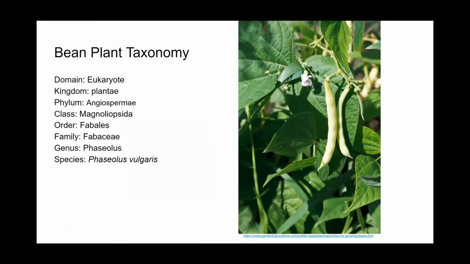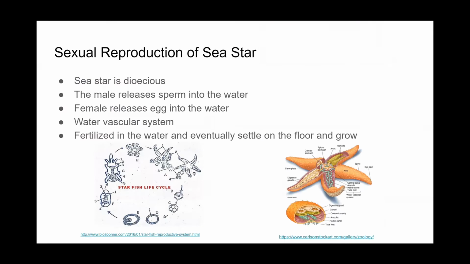And in the bean plant taxonomy, the domain is Eukaryota, the kingdom is Plantae, and the phylum is Angiospermae. The class is Magnoliopsida, the order is Fabales, the family is Fabaceae, the genus is Phaseolus, and the species is Phaseolus vulgaris. The sea star has two ways of reproducing.